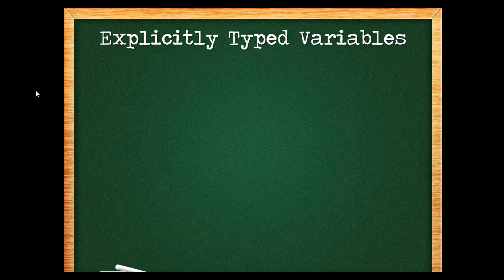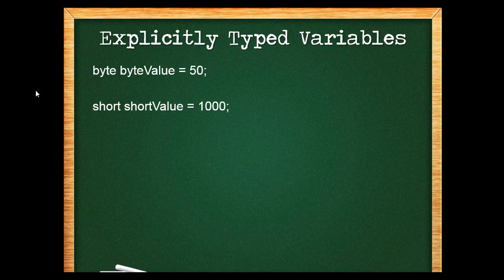C# supports two kinds of typed variables: explicitly typed variables and implicitly typed variables. Explicitly typed variables state clearly and in detail to the C# compiler what type of information they expect to store in the variable they declare. For example, byte value equal to 50: the variable byte value is of type byte and stores an initial value of 50. Short value is of type short and stores a value of 1000.